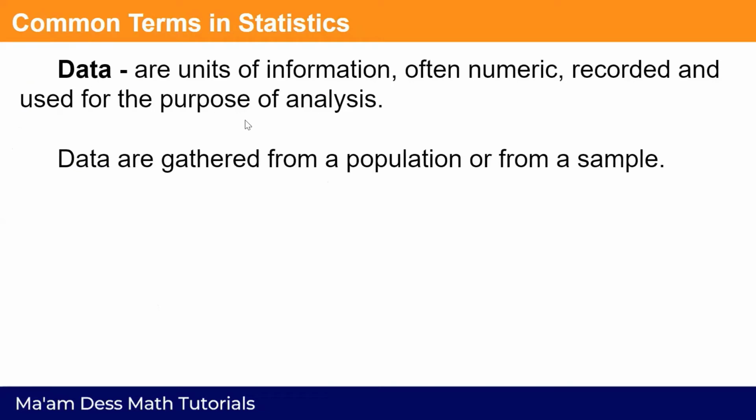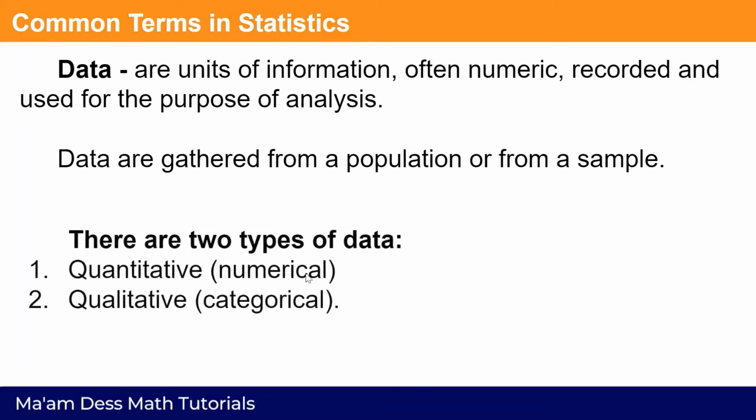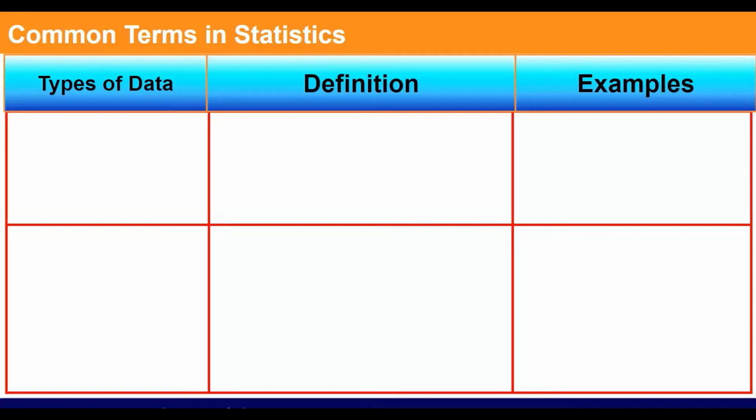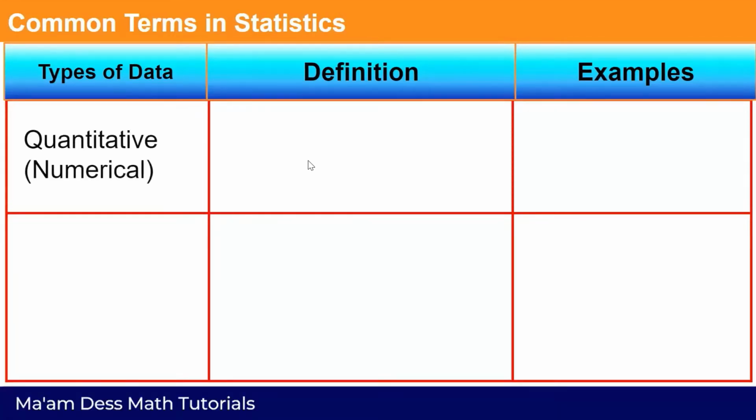Next one is the data. Data are units of information, often numeric, recorded, and used for the purpose of analysis. Data are gathered from a population or from a sample. There are two types of data: quantitative or numerical, and qualitative or categorical.